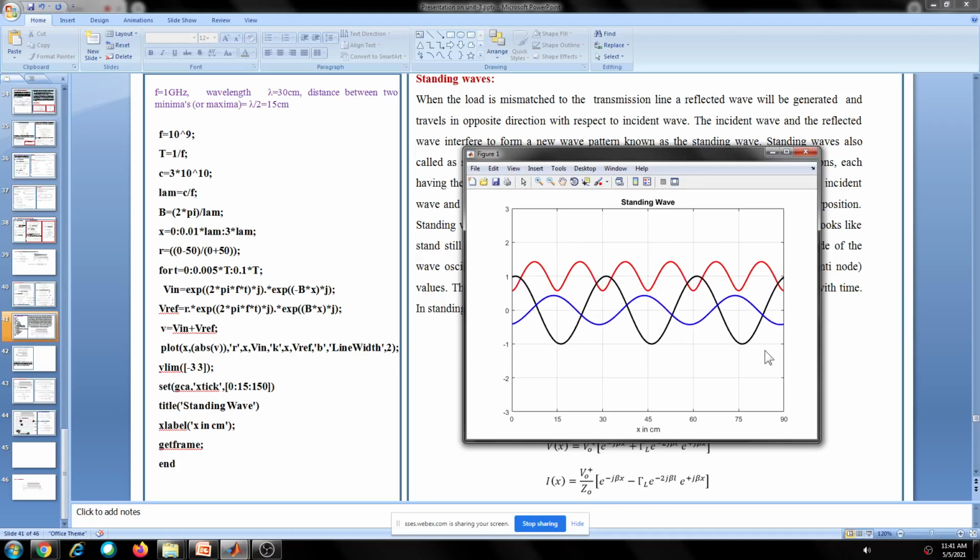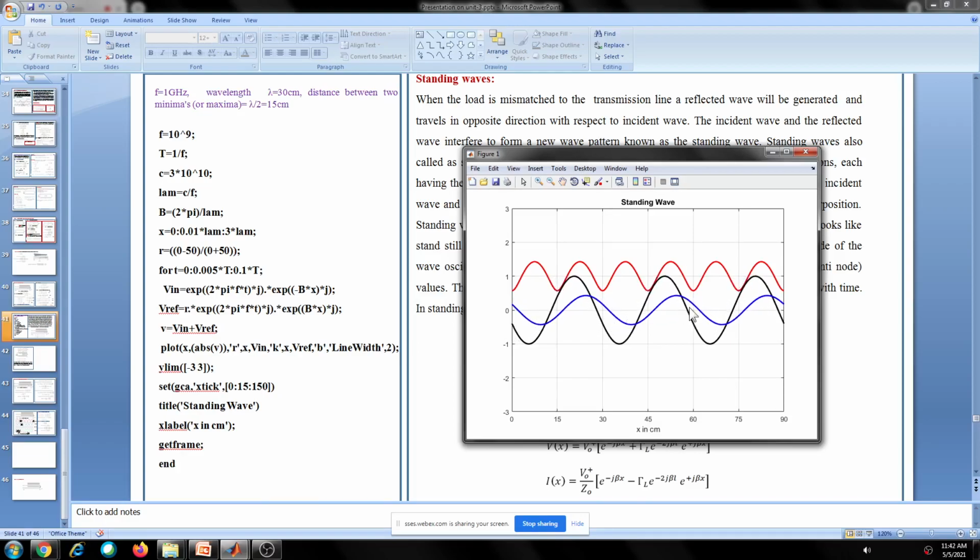Now I took a load impedance ZL equal to 20 ohm. Now you can see the reflected wave amplitude is lesser than the incident wave. The incident wave is the black color one here, and the reflected wave is the blue color one. It is moving towards the source, and its amplitude is lesser than the incident wave. It depends upon the load, as I said. I took a load equal to 20 ohm, so the blue color wave's amplitude is lesser.